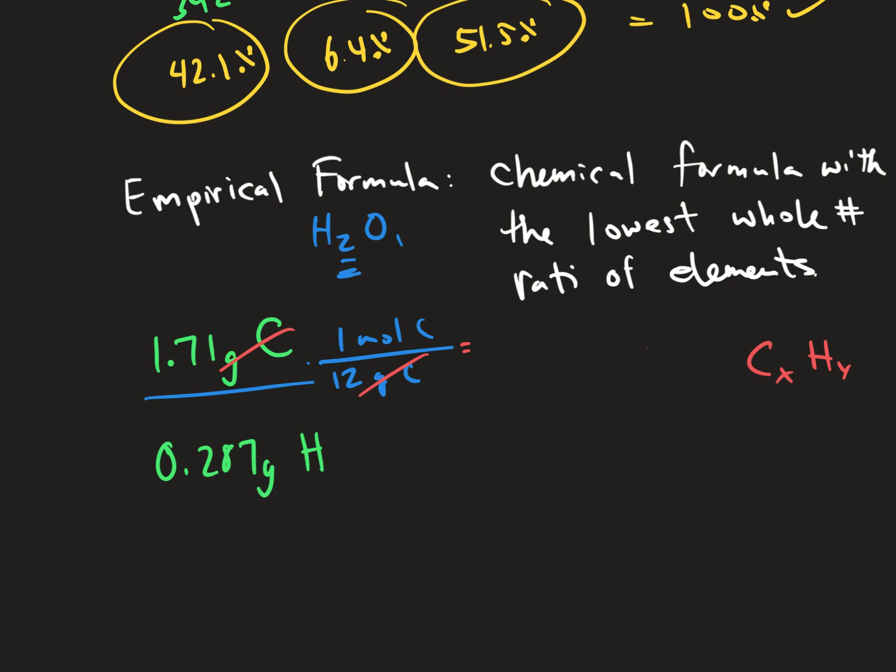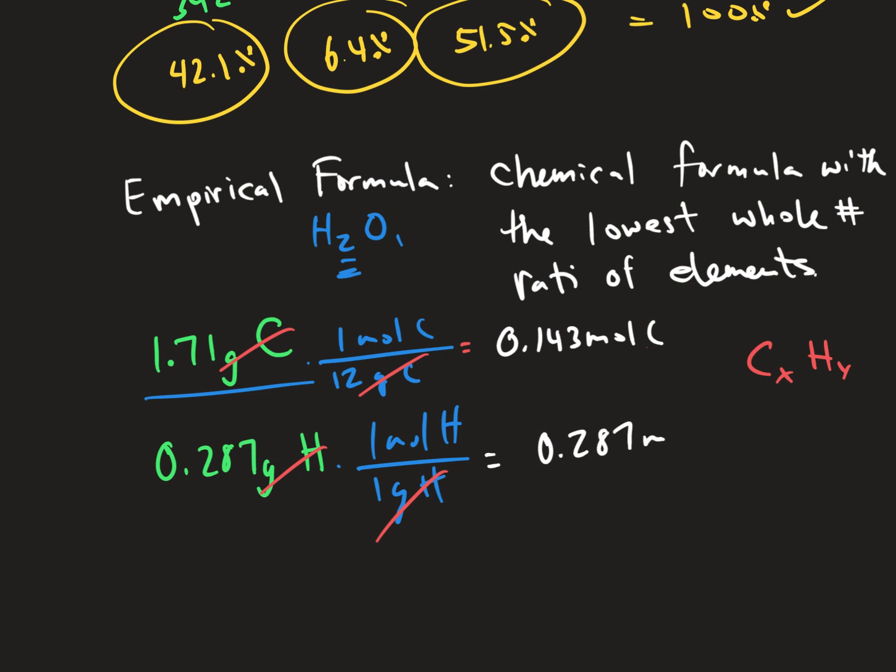Right here, I'm just doing the dimensional analysis. 1.71 divided by 12 should get 0.143 moles of carbon. Yeah? We'll do the same thing down here. 1 gram of hydrogen for every 1 mole of hydrogen. I bet you guys can do this in your head. What is it? 0.287 moles of hydrogen, because it's just a 1-to-1, right? And if you use 1 mole for every 1.008, that's fine. You could do that too.